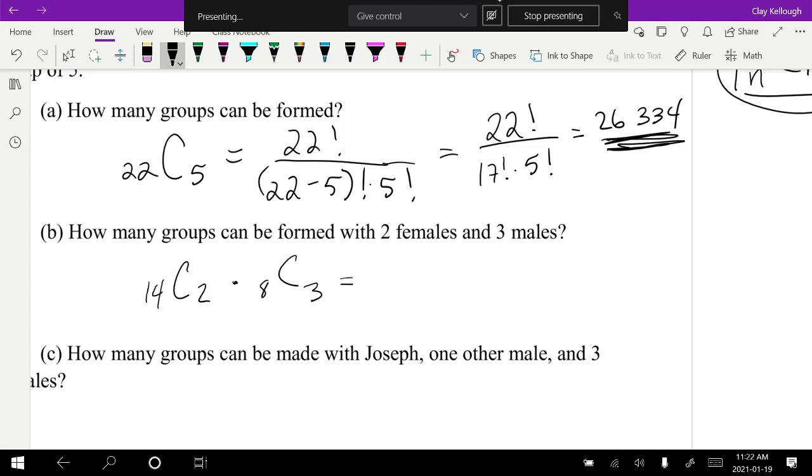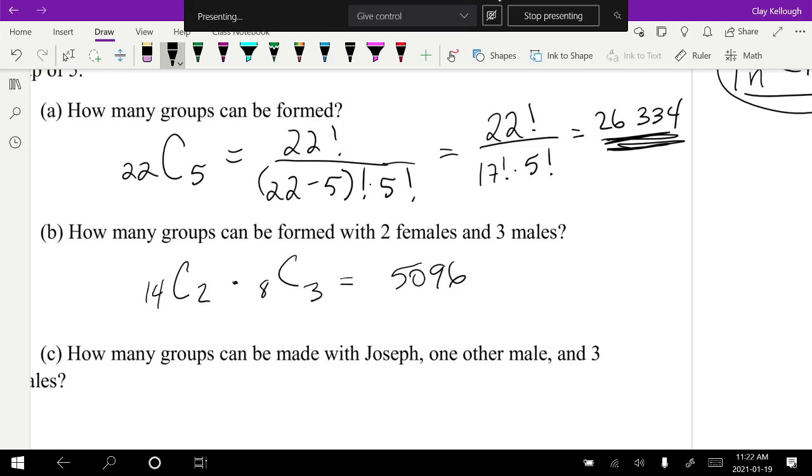14 choose 2, times 8 choose 3, and I get 5,096. Yes, I could get that by the long way. I might even be able to do some simplifying and do it without my calculator, but I'm not going to go through that right now.